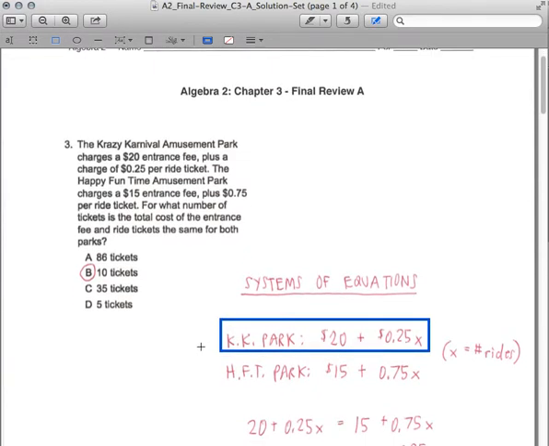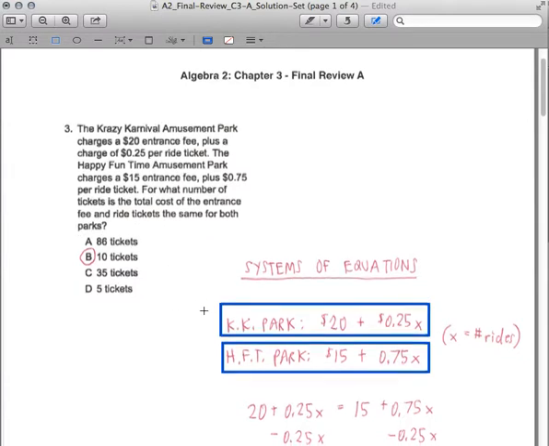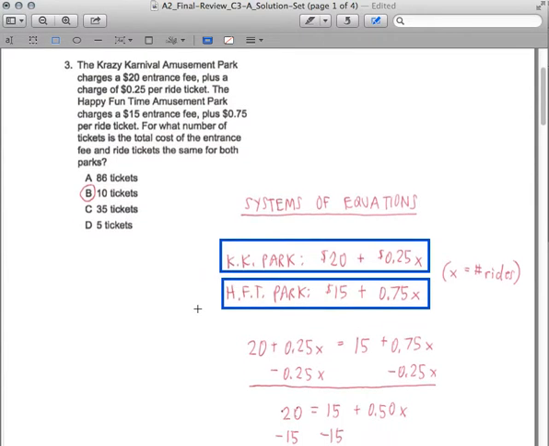Then we've got the Happy Fun Time amusement park, which has a very similar model. It has a constant, and that's 15 bucks to get in, and it's 75 cents per ticket. So, both of these models represent the total cost of the amusement park. The question is, for what number of tickets is the total cost of the entrance fee and ride tickets the same for both parks? And that's essentially asking for what value of x makes these equations equal to each other.